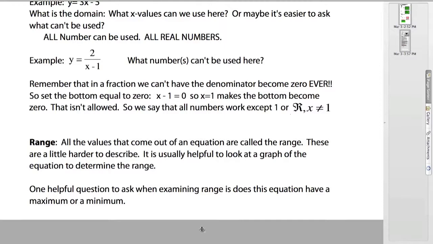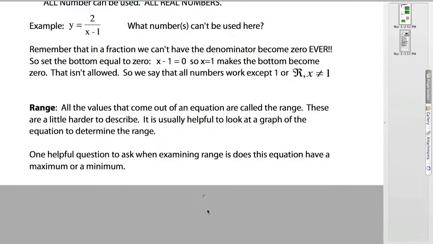Well, then we know that the minimum value, the vertex, is (0, 0). So we know that the smallest y value on that graph would be the origin. Nothing goes below the origin in that picture, but it goes up forever. So we can say the range of that particular one would be y is greater than or equal to 0. It's all the numbers bigger than and including 0 for y.